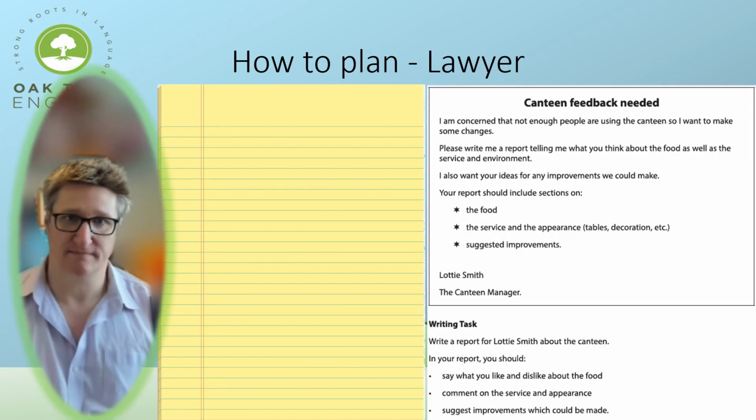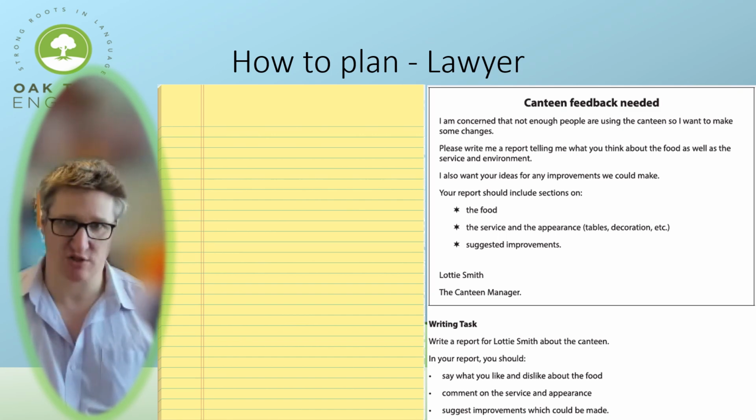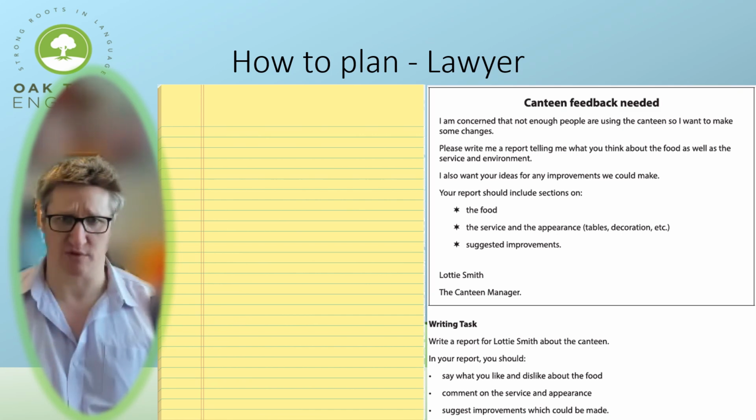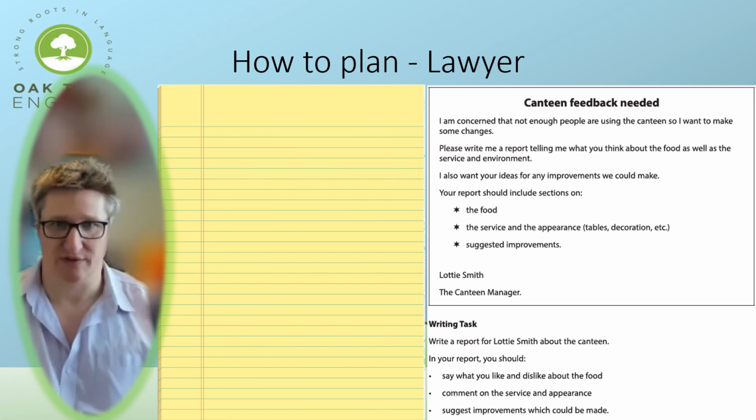The alternative is to plan like a lawyer. That's to plan each paragraph and then subdivide it into individual sentences. So once again, we're looking at this functional skills question. Here's the information beforehand. I'm concerned that not enough people are using the canteen, so I want to make some changes. Please write me a report telling me what you think about the food as well as the service and environment, yada, yada, yada. That's what Lottie Smith, the canteen manager, says. And then you've got the task, which tells you actually the same thing again.